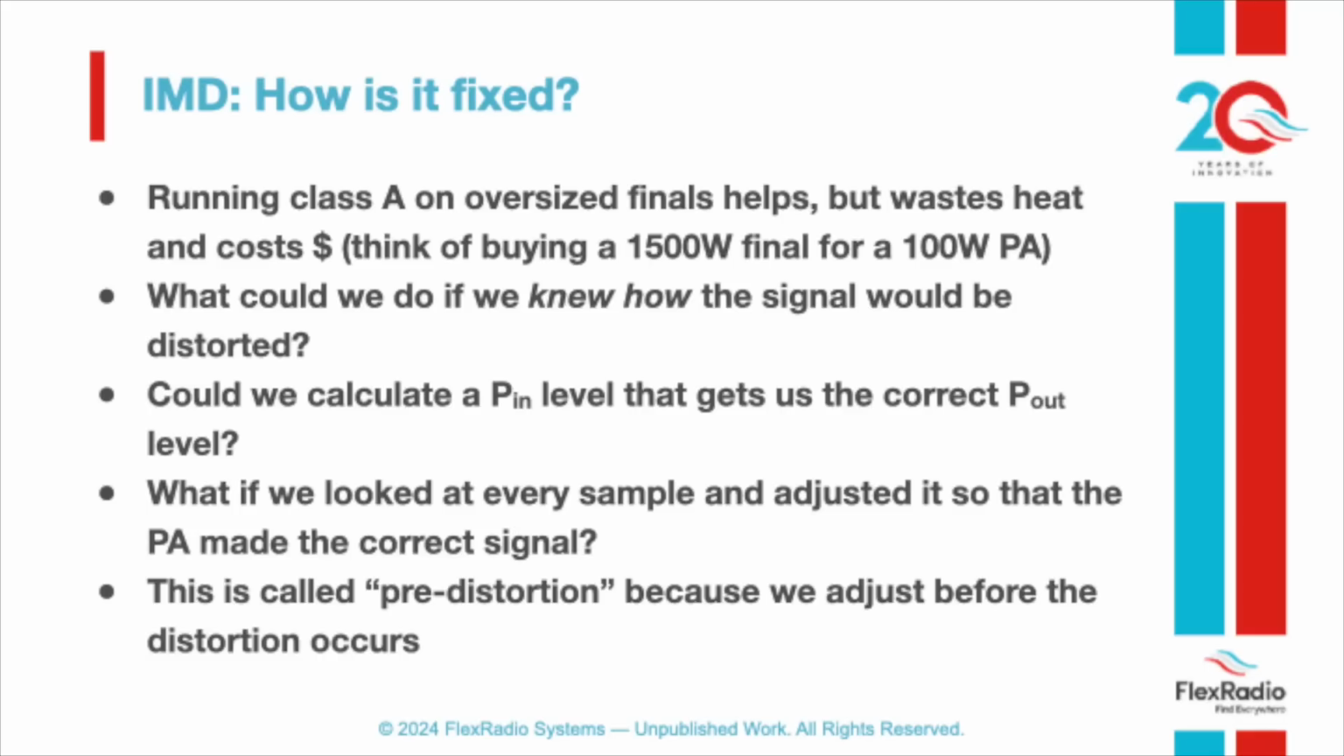And some of the manufacturers have done this. I think it was Yaesu a few years back that created a full Class A radio. But there is another way to handle this. If we knew how the signal was going to be distorted, if we characterized it, if we calculated what the input power level would be to actually produce the correct power out, then we can change the signal as it goes in.